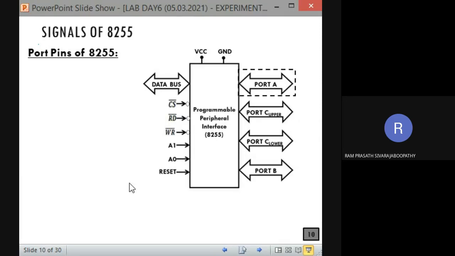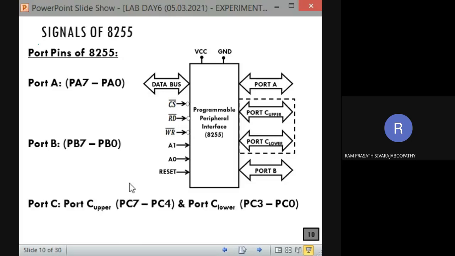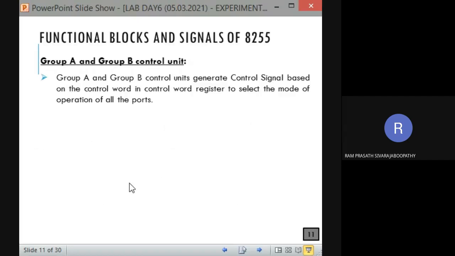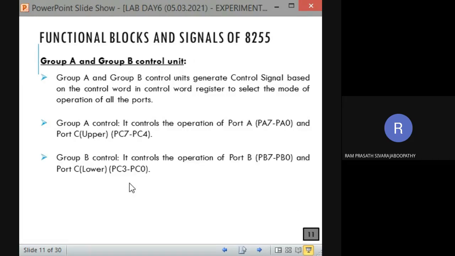So the port pins we already know. Port A has 8 pins, PA7 to PA0. Then port B, PB7 to PB0. Then port C is divided into two: PC upper and PC lower, PC7 to PC4 and PC3 to PC0. Then we know the group A and group B control units. Group A controls port A and port C upper. Group B controls port B and port C lower. Fine. I am moving a little faster because I have already explained everything in the architecture diagram itself.